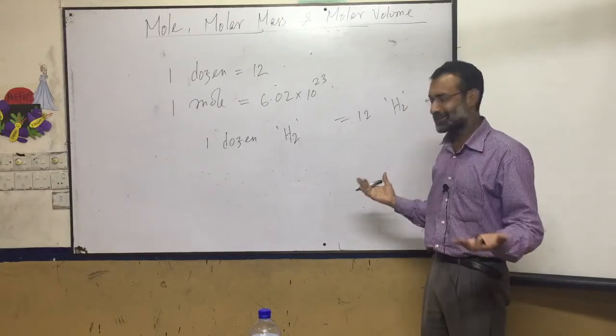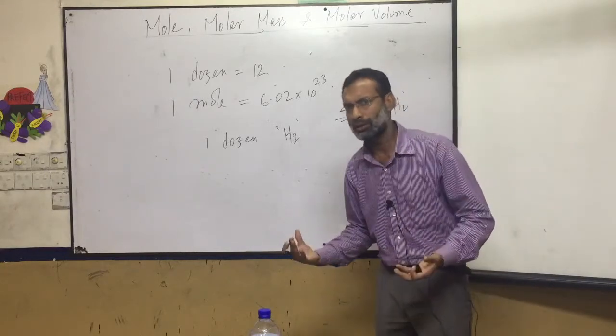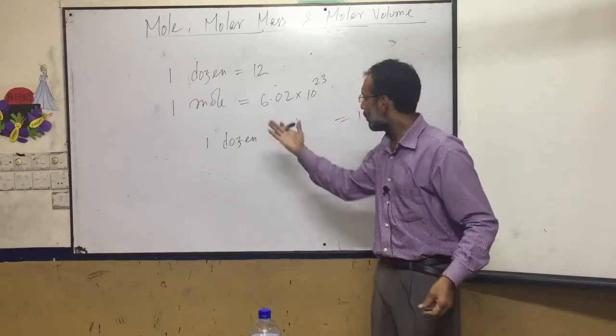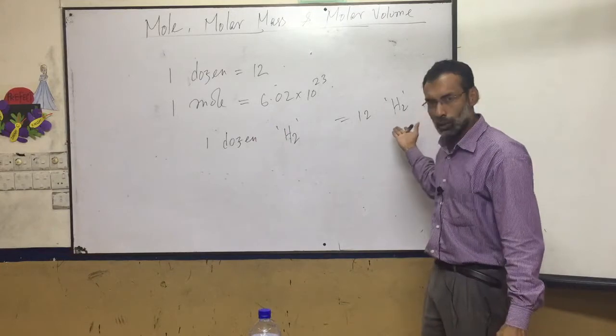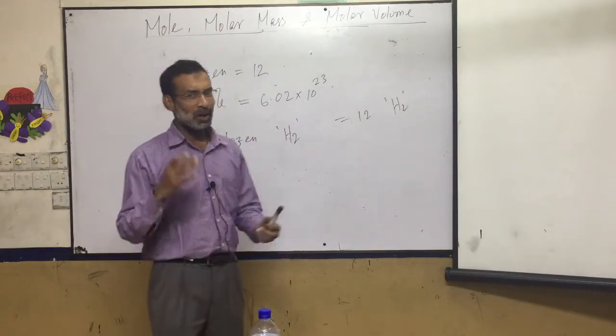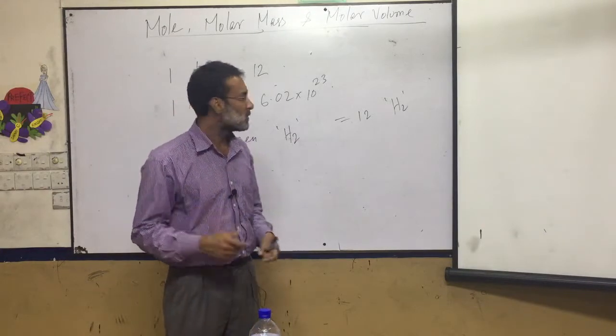Like the bananas, this is an example that makes sense. The number and dozen also same. 1 dozen H2 equals 12 H2. Any problem? Surely not. Now I'm going to add another thing here. What is that?